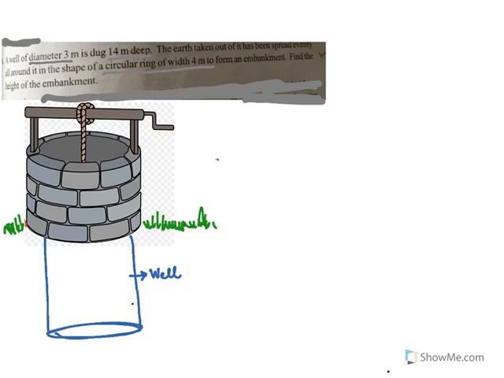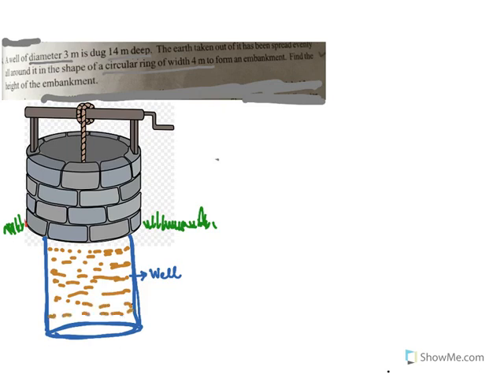Find the height of the embankment. So here we have the well, which is a cylinder, and here we have the embankment on the top. All the mud from this well as it is being dug has been removed, and the mud is then put around to form the embankment. So we know volume of well will be equal to volume of embankment, because the mud from the well is put around the well to form an embankment.